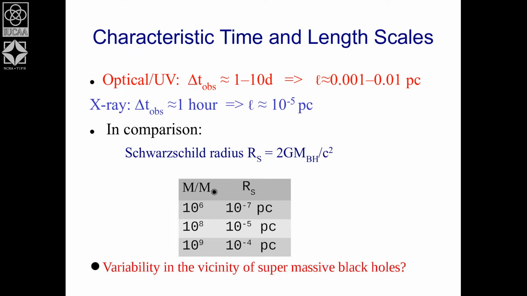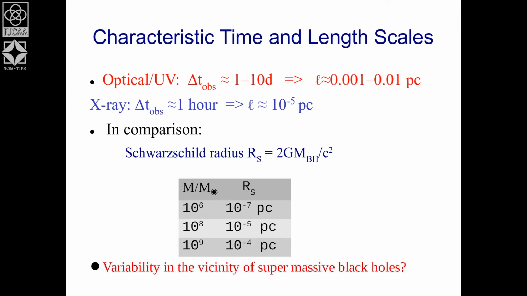For example, in the optical ultraviolet, particularly radio quiet AGNs, we observe the variability time scale is typically 1 to 10 days. Okay, and that translates into a size scale of 0.001 to 0.01 parsec. You see, it is much smaller than 1 parsec or 1 light year.